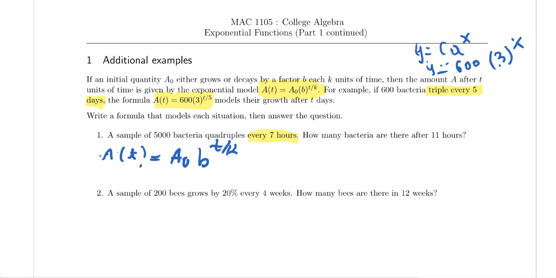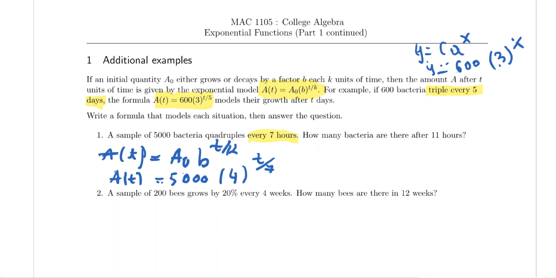A sample of 5,000 bacteria. That means that your A0 is 5,000. B quadruples, so the growth factor is 4. And then t over k, your k is 7, because it says it quadruples every 7 hours. So this is the formula that you're going to work with to answer the question now.